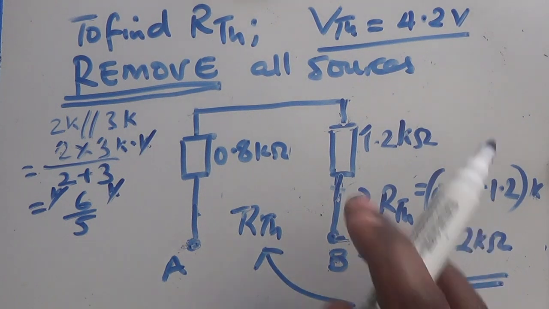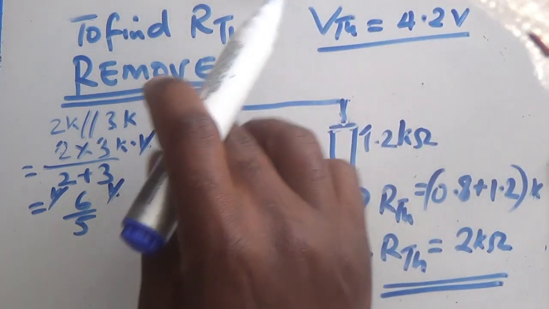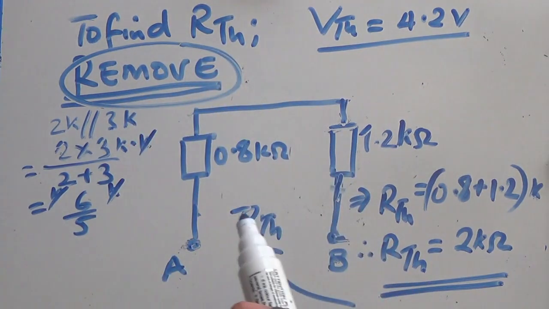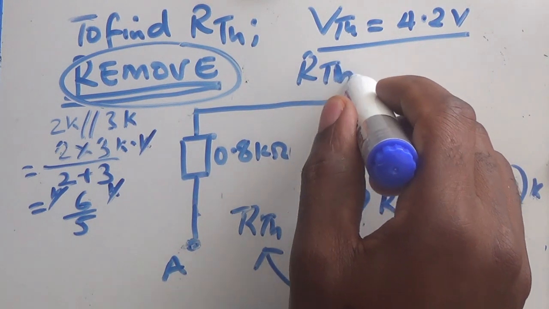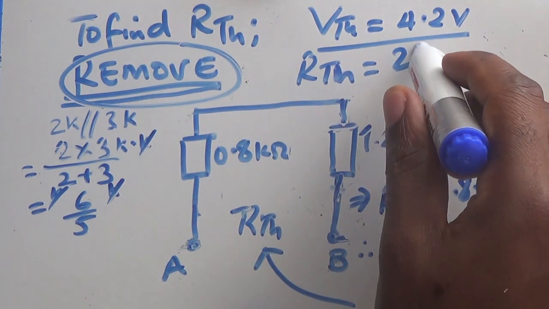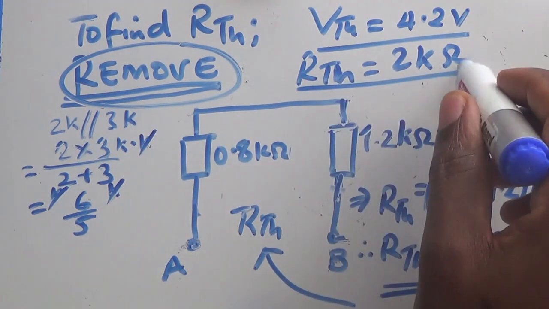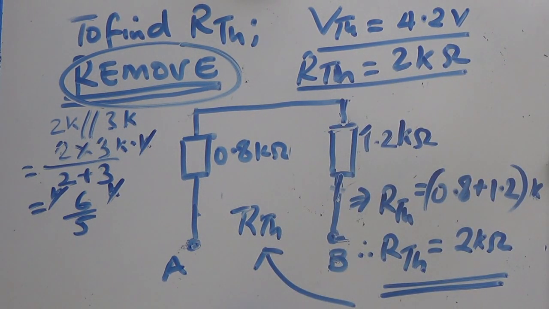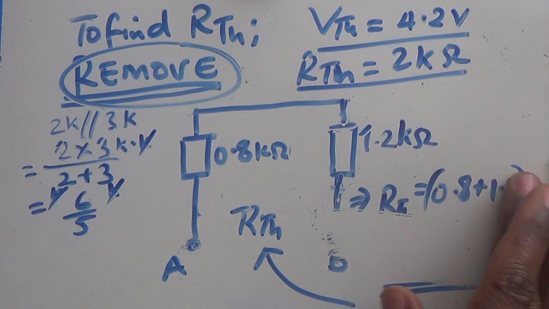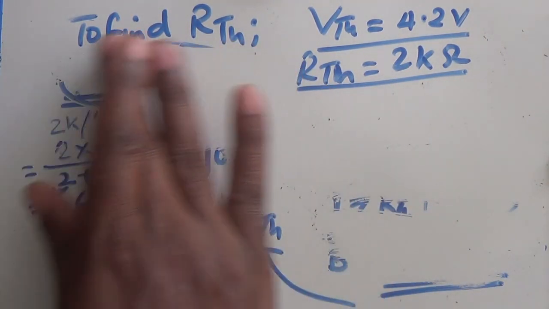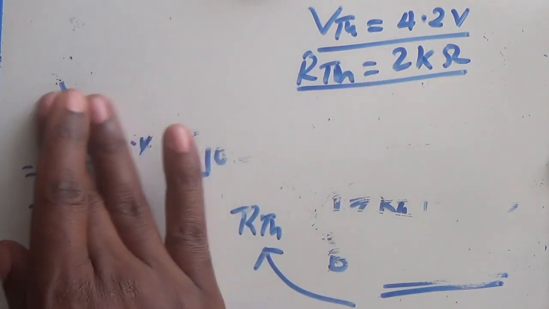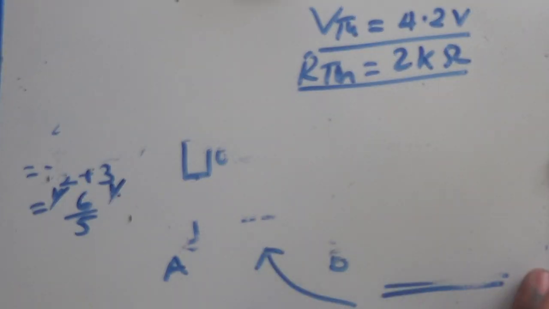So here we removed all the sources, the voltage and current source, in order to find the RTH, and this RTH is equal to 2 kilo ohms. So we have moved a long way to the promised land. Promised land is the moment we got RTH and VTH, then we have the Thevenin's equivalent circuit from which we can find the current.